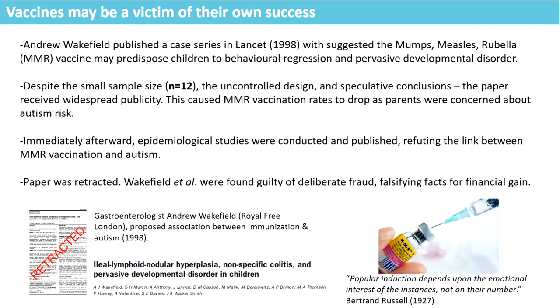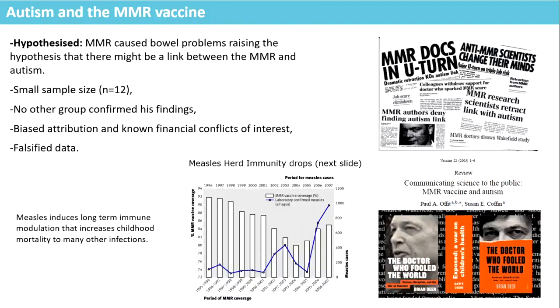Unfortunately, the paper, as you can imagine, received widespread publicity, and this caused parents to panic and pull their children from getting the MMR vaccination, and MMR vaccination rates dropped. Immediately afterwards, several independent epidemiological studies completely refuted the link between MMR vaccination and autism, and ultimately the paper was retracted, and the authors were found guilty of deliberate fraud, falsifying facts for financial gain. But of course the damage had been done.